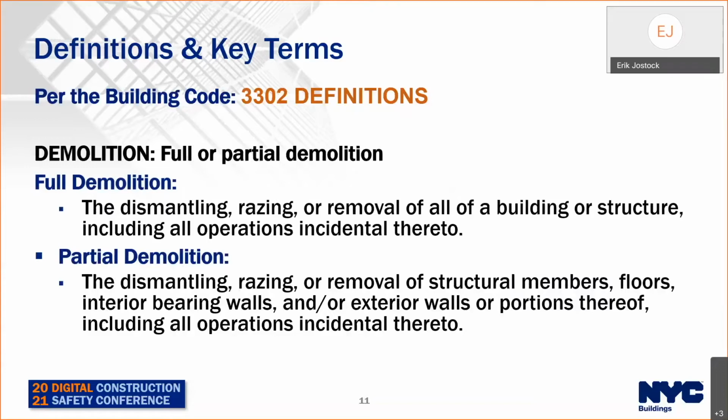Another term: the code makes a distinction between full and partial demolition. So full demolition is the full removal of all the building or structure. This would be a DM filing. And then partial demolition is very broadly defined as the removal or dismantling of any structural member, floors, interior or exterior walls. This would be work done under an alteration permit. At CSC, we review only DM full demolition applications.